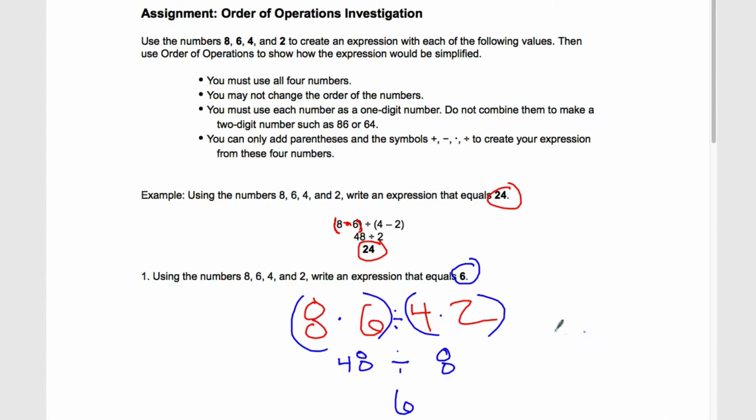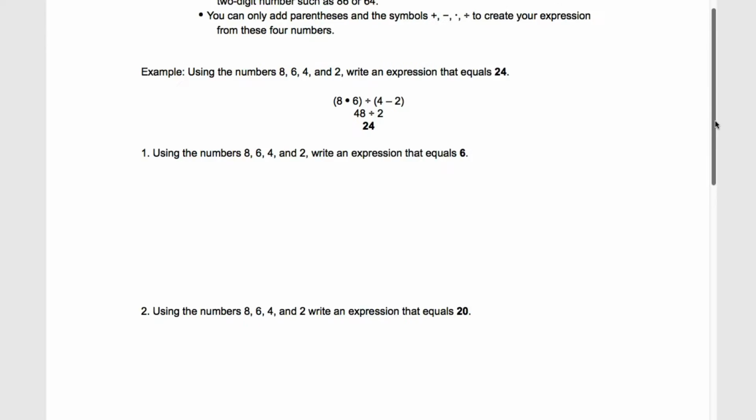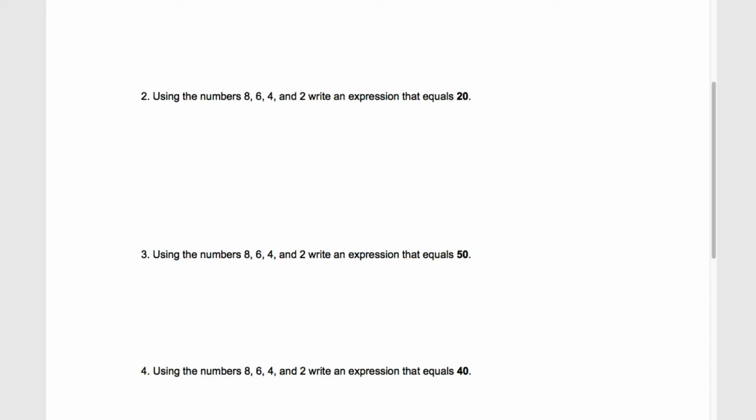And you use the parentheses to show what needs to be done first and in what order. So here I would do this first, then I would do this first, and then I would divide. So that's where I get the 48, and the 4 times 2 is 8. Okay? So I'll do a couple more just so you can see it done again.